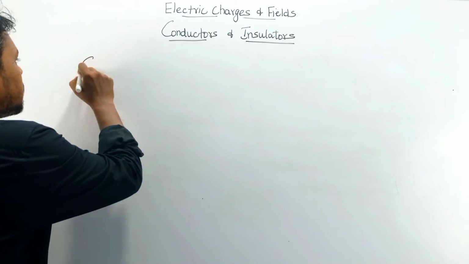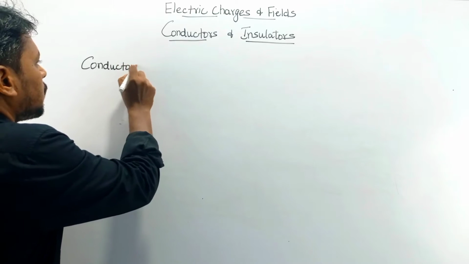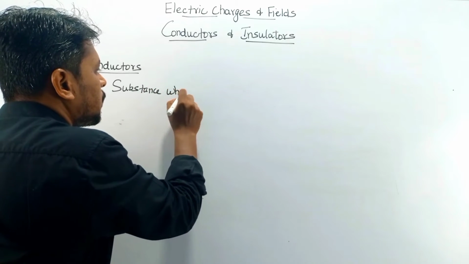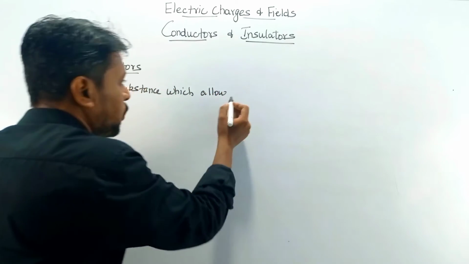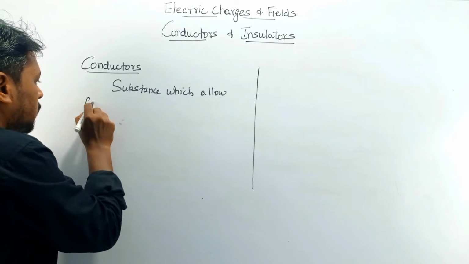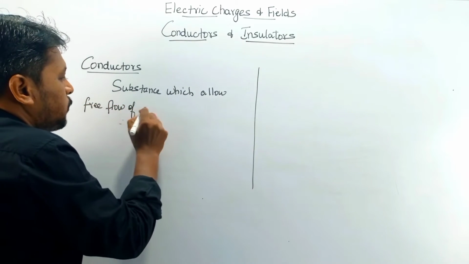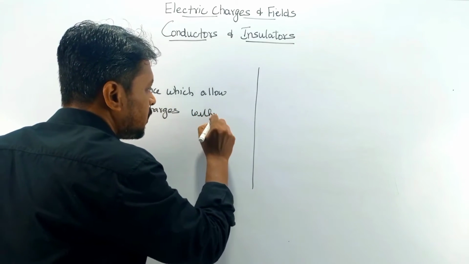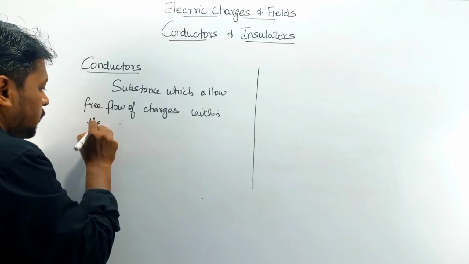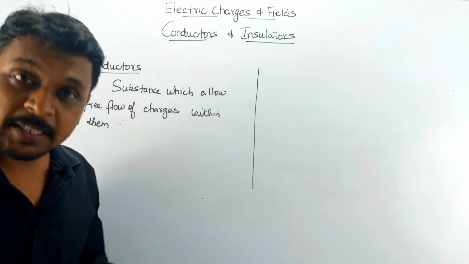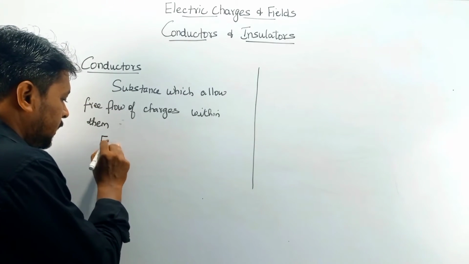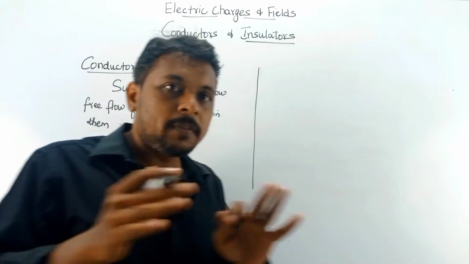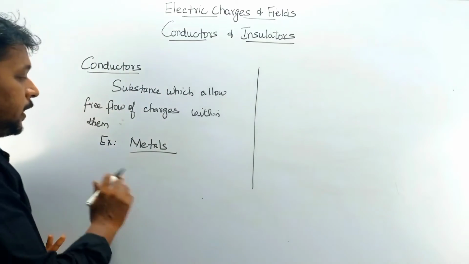Conductors are the substances which allow free flow of charges within them. For example, we have the metals. In metals there is a free flow of charges, or free flow of electrons, within the materials.